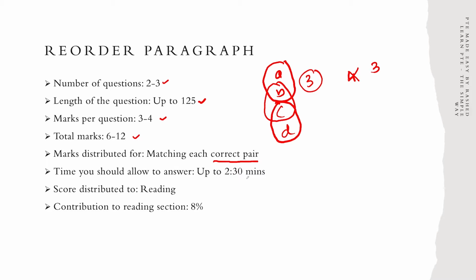Time you should allow for each question maximum is 2 to 2.5 minutes, and the score is distributed to reading only, and you have up to 8% mark going to your reading section from this question type.